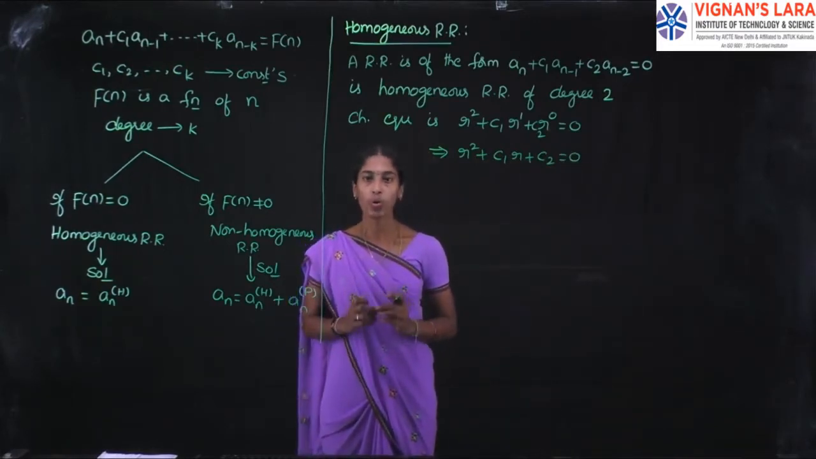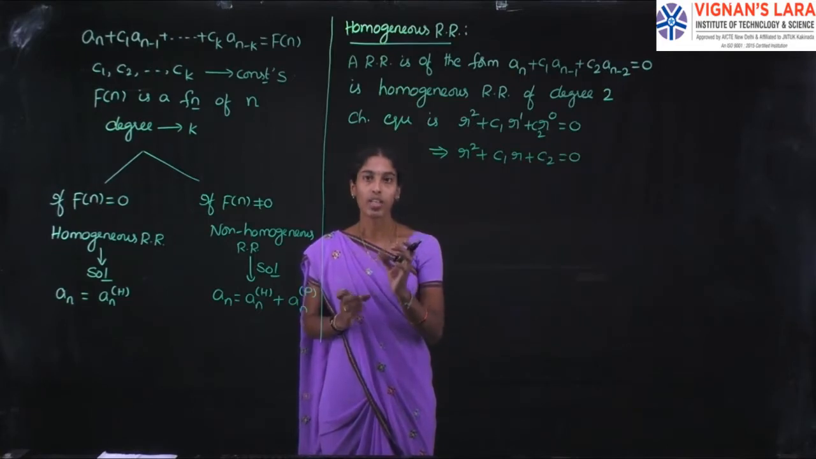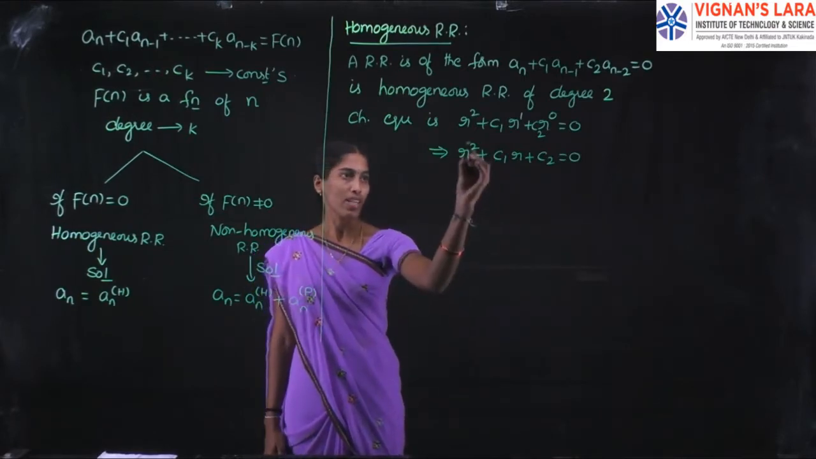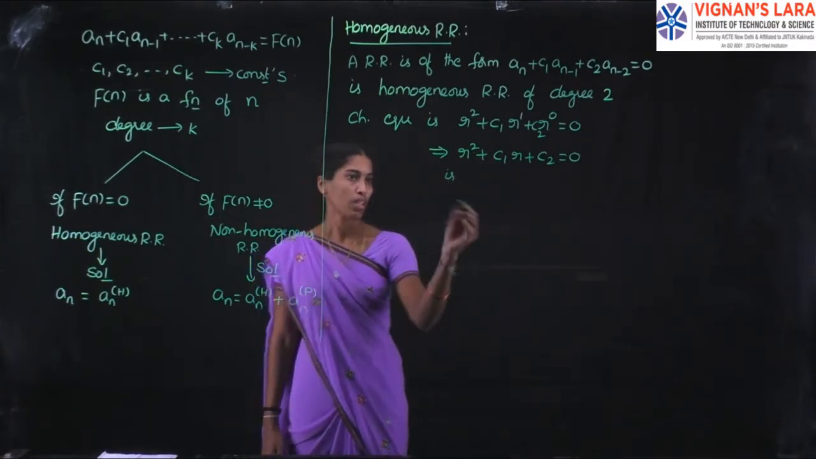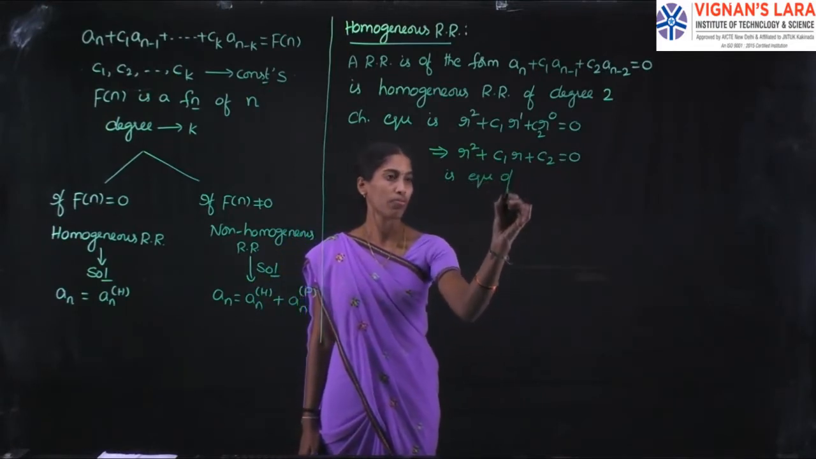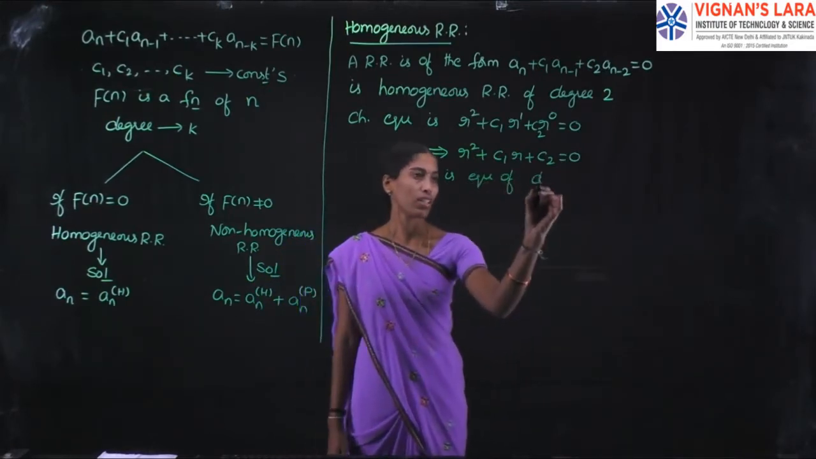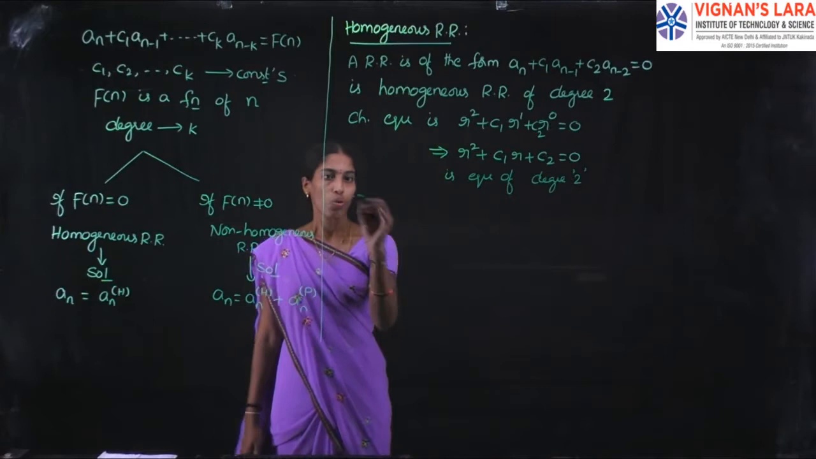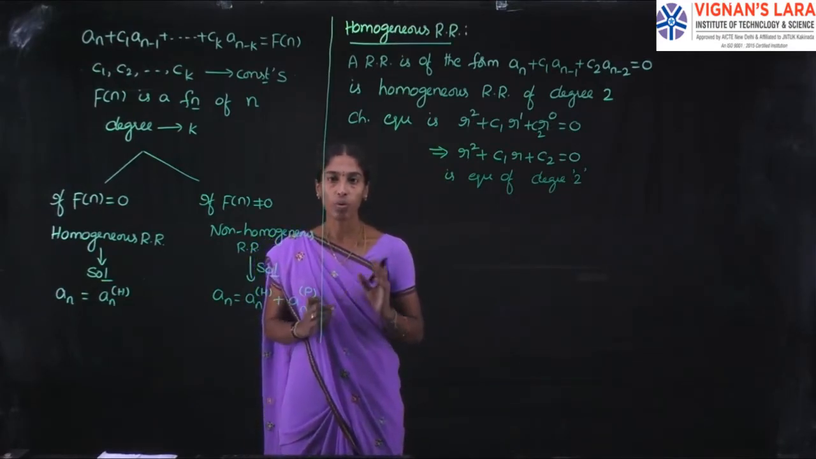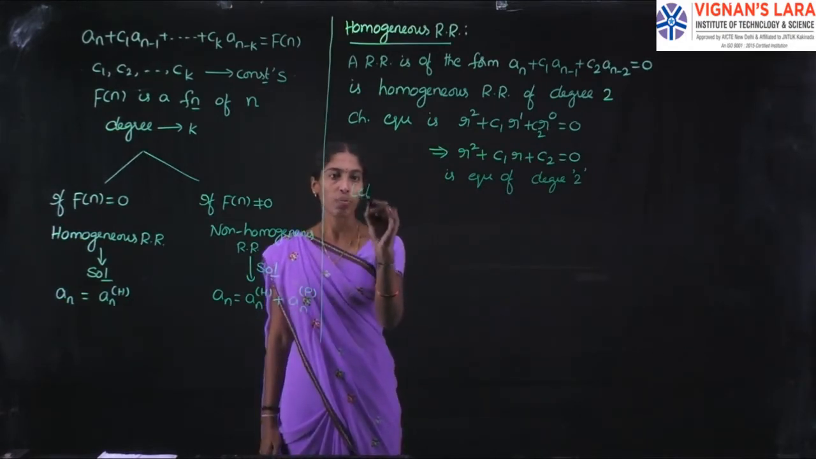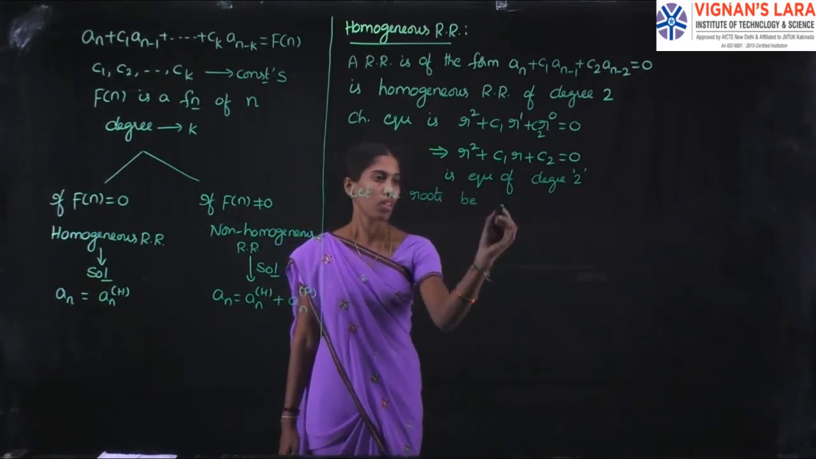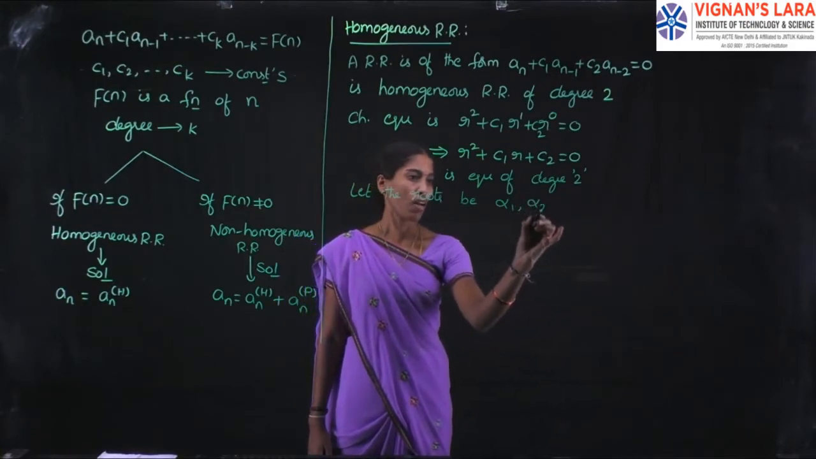This is how to express the characteristic equation of the given recurrence relation. Because it is an equation of degree 2, and any polynomial of degree n has n roots, we have two roots. Let the roots be alpha 1 and alpha 2.